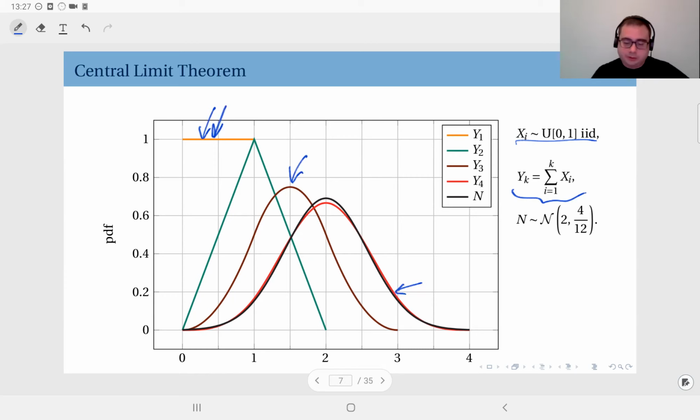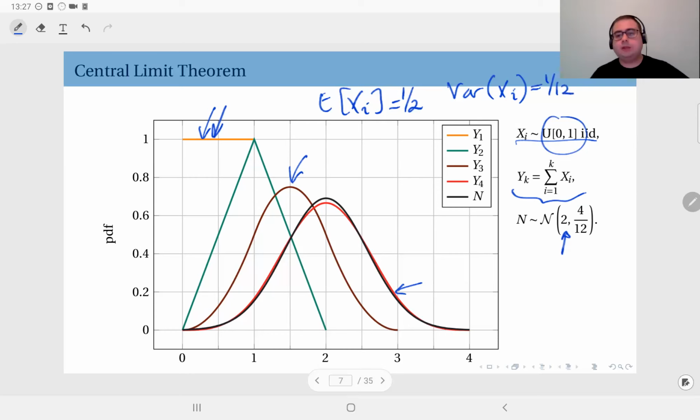Because if you remember, the expected value of this distribution, uniform from 0 to 1, is obviously 1/2. So when you add 4 of them up, the mean will be 2, 4 times 1/2. And the variance of a uniform distribution between 0 and 1 is 1/12. So when you add 4 of them up, which are independent, the variance will be 4/12. So as you see, even with a low number of random variables, as low as 4, you get a distribution which is really close to a Gaussian.